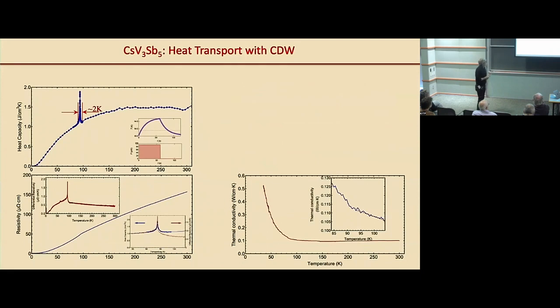Again, you see how sharp it is. This is the resistivity. The derivative is very sharp. And this is the thermal conductivity.